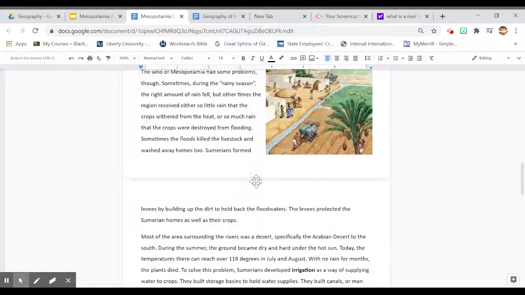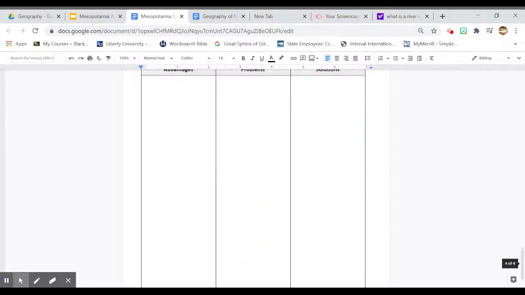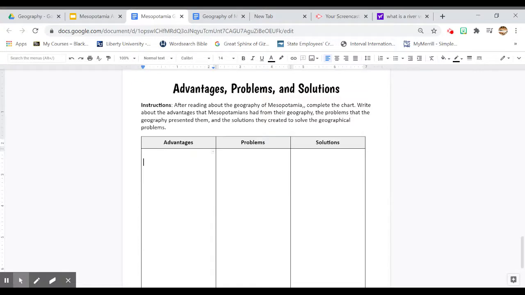Now that we've read the article and talked about different pieces of the article together, I want you to do what I explained at the beginning. I want you to fill in this chart with notes from the reading, advantages, problems, and solutions.